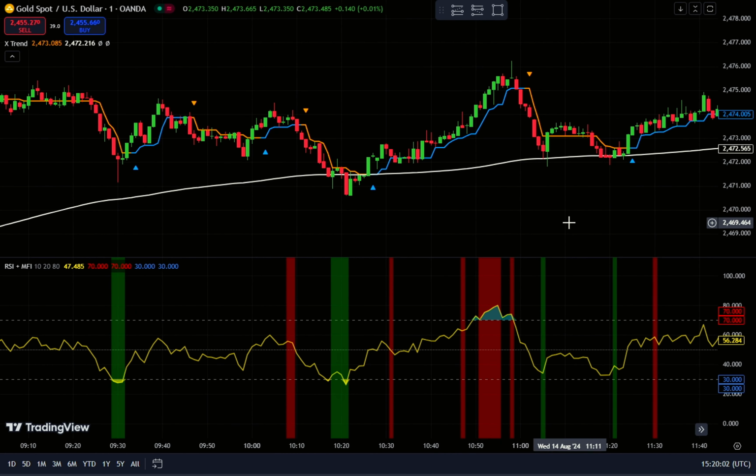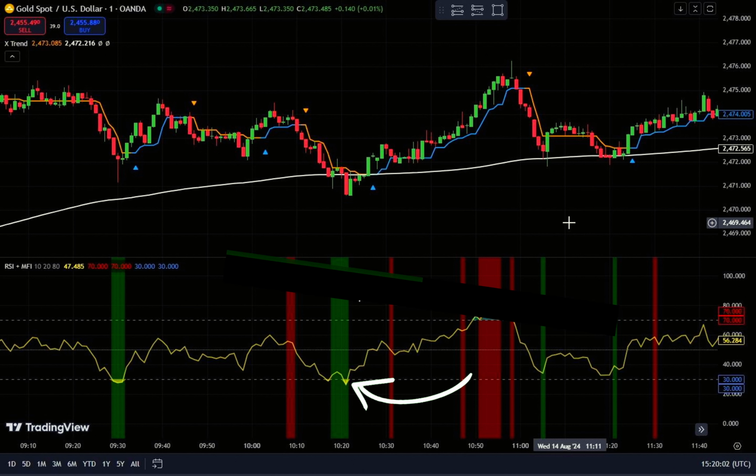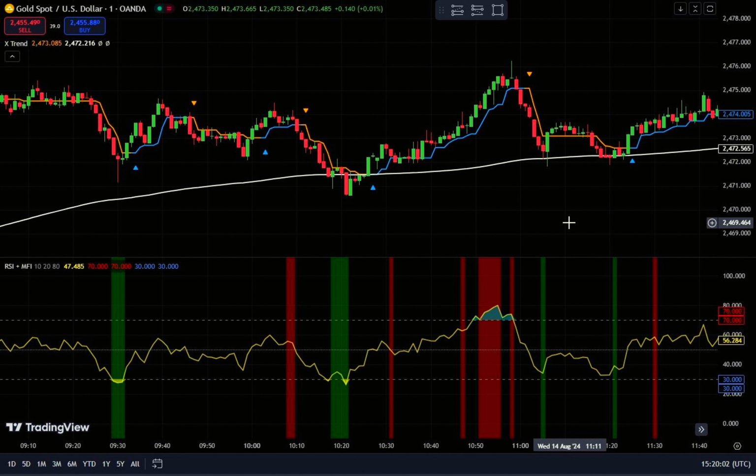Buy order setup. Ensure both the RSI and MFI indicators have entered the oversold area simultaneously. Wait for a blue triangle to appear on the Extreme Trend indicator, confirming a buy signal. The candlestick must close above the EMA 200. Confirm that the formed candlestick is bullish. If all these conditions are met, place a buy order immediately after the bullish candlestick closes.